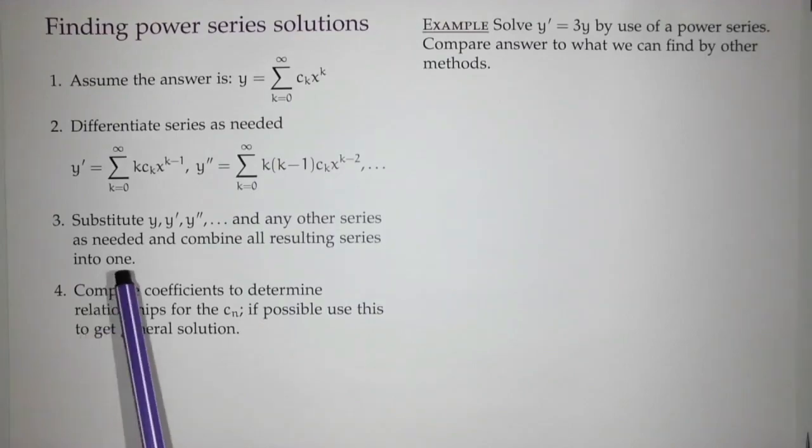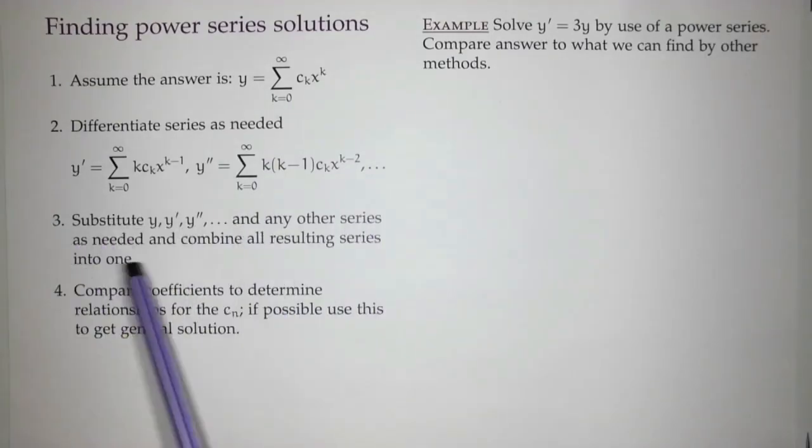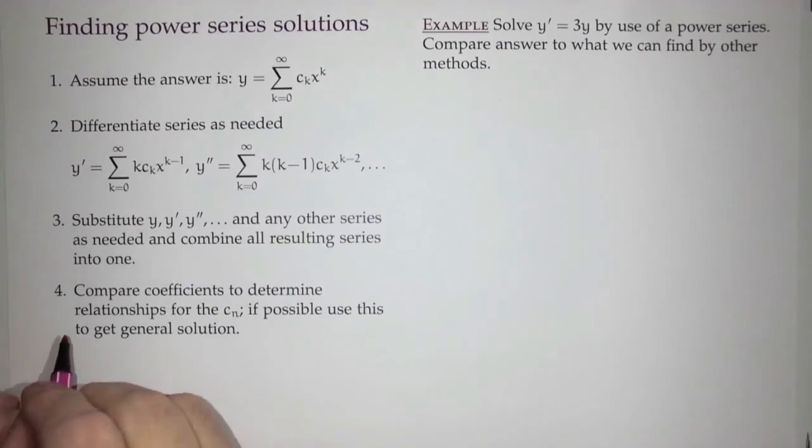Then once you have that, you substitute the y prime, y double prime, and any other series that show up, so that what you have is really one big polynomial. And once everything's a big polynomial, you clean it up. The cleanup is putting it all into one single expression. So change your indices, change your exponents by reindexing, do whatever it takes to get everything nice and neat.